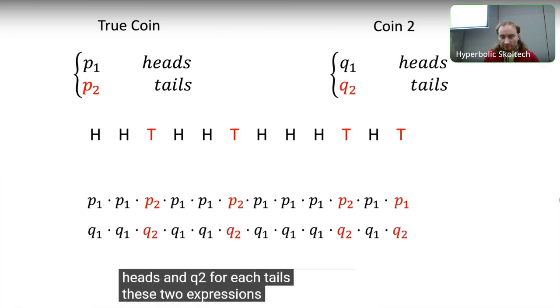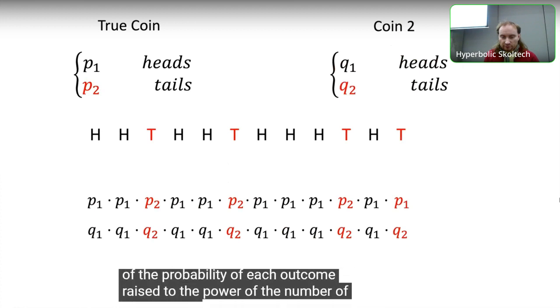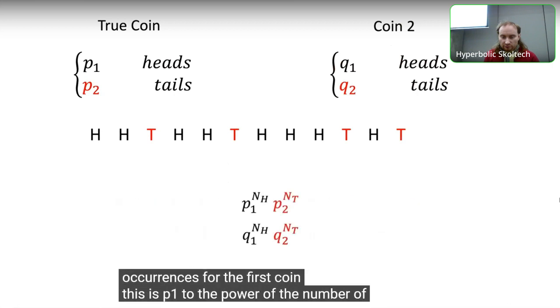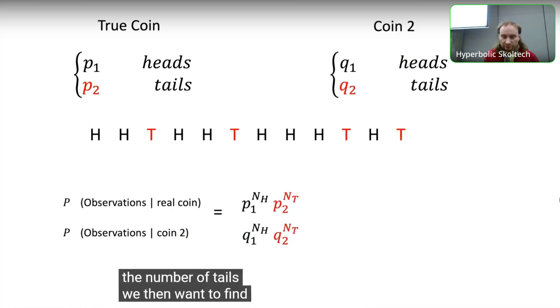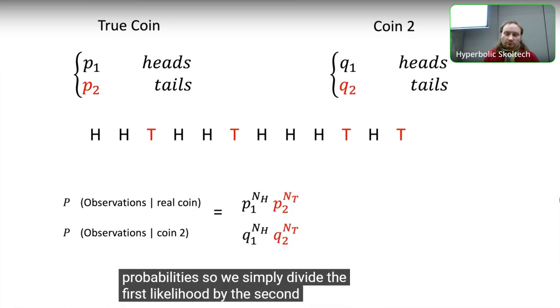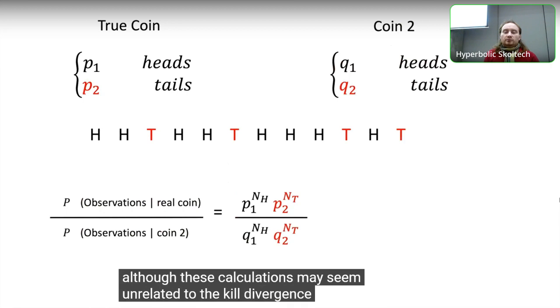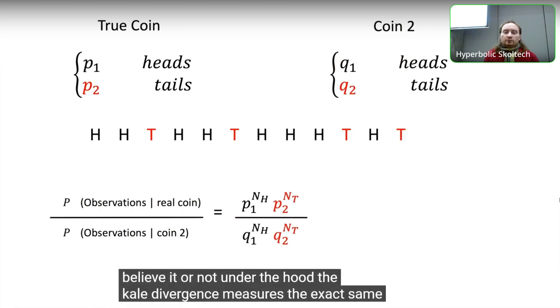These two expressions can be simplified by realizing that the product is the probability of each outcome raised to the power of its number of occurrences. For the first one, this is p1 to the power of the number of heads multiplied by p2 to the power of the number of tails. We then take the ratio of the probabilities, the first likelihood over the second one. Although these calculations seem unrelated to the KL divergence, believe it or not, the KL divergence measures the exact same thing.